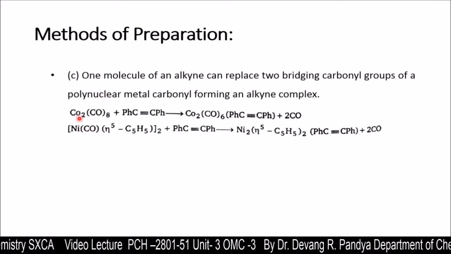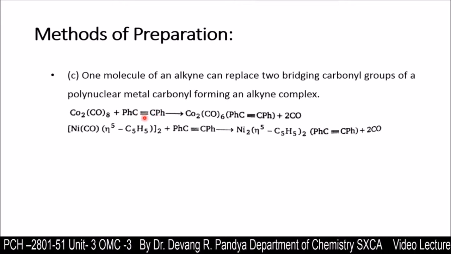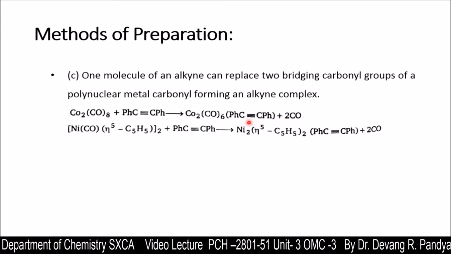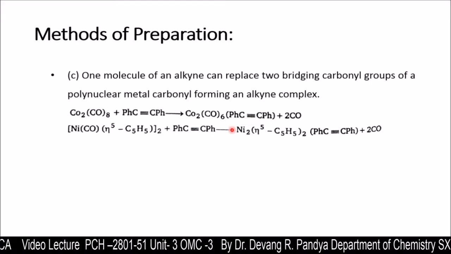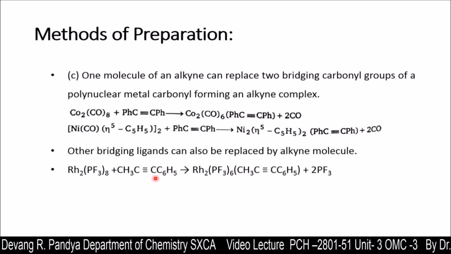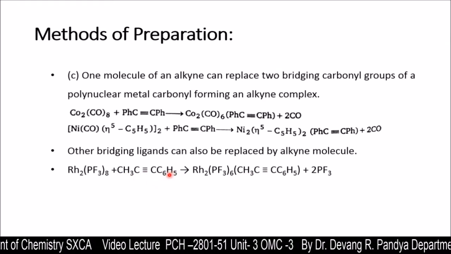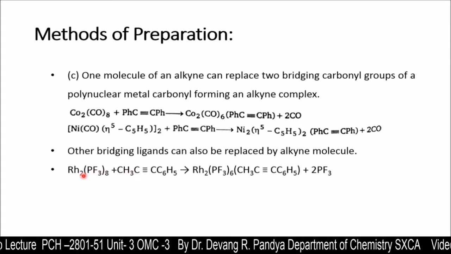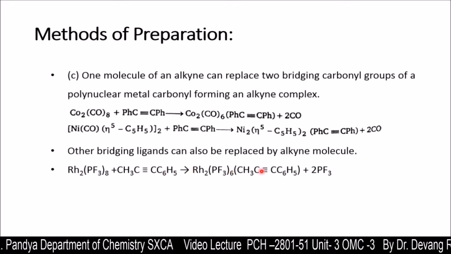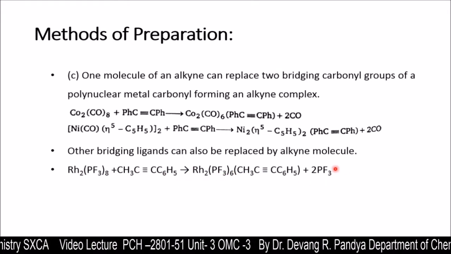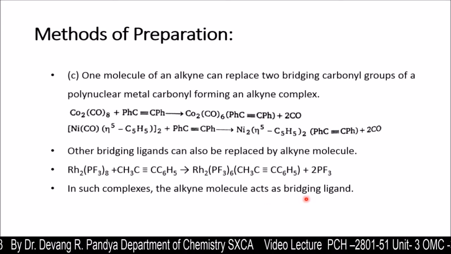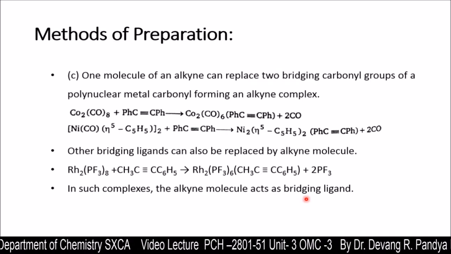Here you can see dicobalt octacarbonyl complex treated with diphenyl alkyne. It substitutes two carbonyl groups, especially the bridging carbonyls, which are substituted by this alkyne. Same in this reaction as well. Other bridging ligands can also be replaced by an alkyne molecule. Here you can see an alkyne molecule where one side is substituted by a phenyl group and the other by a methyl group. It substitutes 2 moles of trifluorophosphine from this rhodium complex, and gives you the alkyne complex by substituting this bridging ligand. So that is another method of preparation for alkyne complexes. In such complexes, the alkyne molecule acts as a bridging ligand as well, so it will attach to a bicentre ligand.